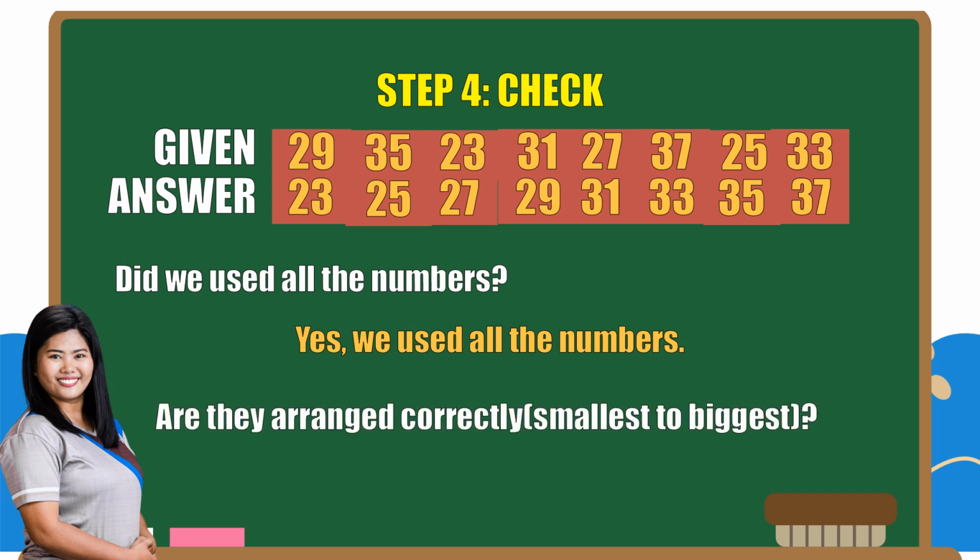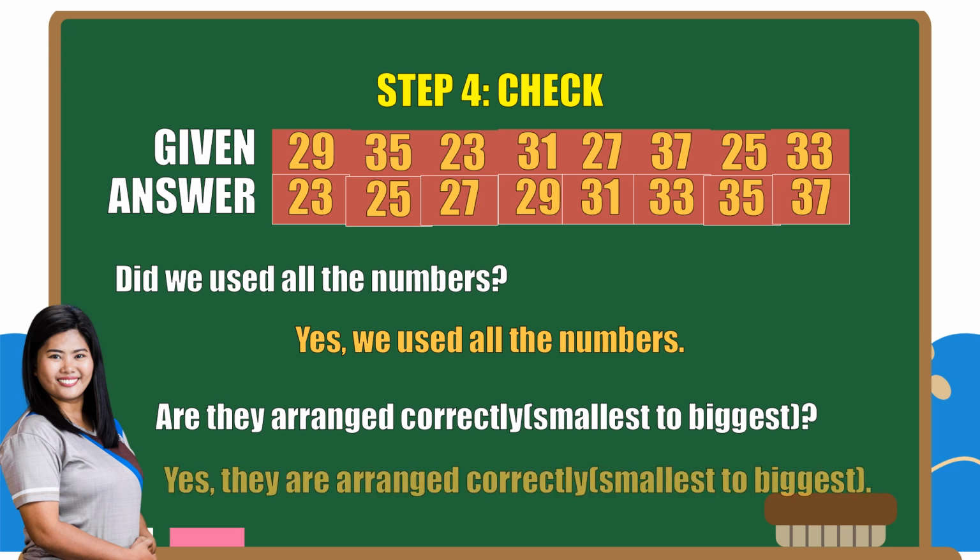Are they arranged correctly from smallest to biggest? Let us see. We have 23, 25, 27, 29, 31, 33, 35, and 37. So our answer is yes, they are arranged correctly from smallest to biggest.